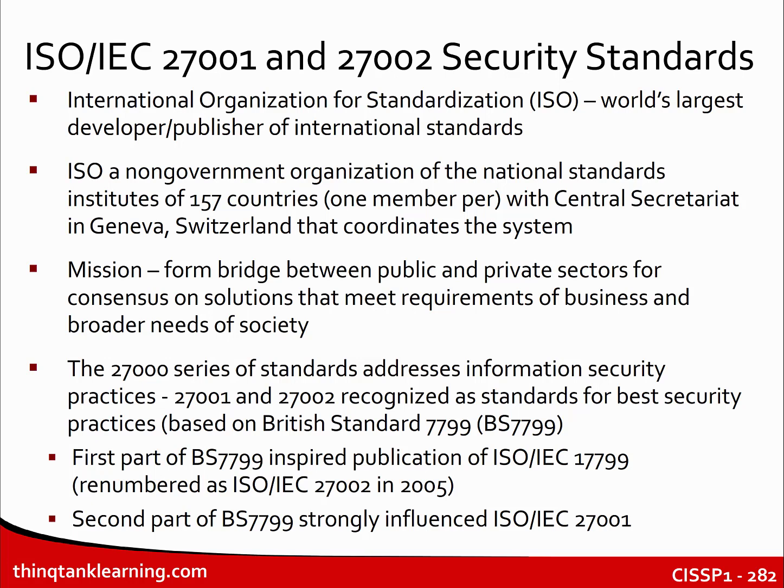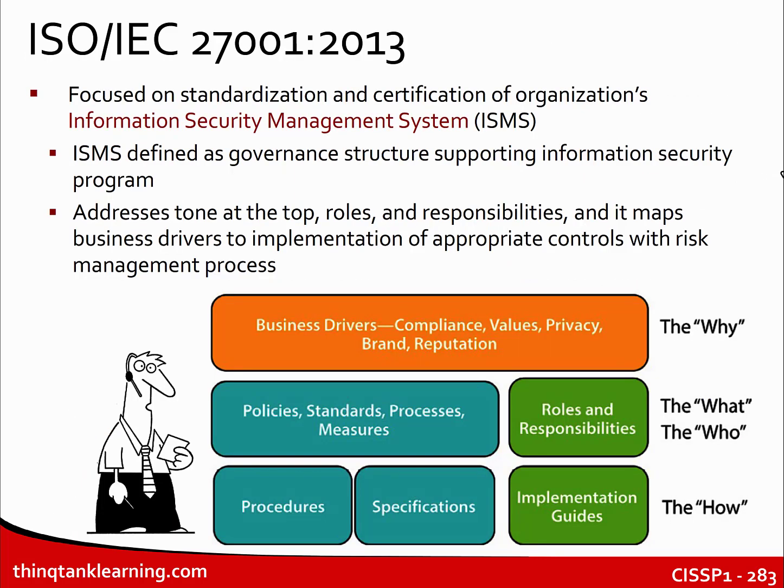I would say it is not necessary for you to understand the specifics of any of these standards, but at least understand the family and how they apply to specific functions or specific components, right? So, for example, 27,000 addresses information security practices and best practice standards. 27001, 2013, Information Security Management Systems. That's its focus. We talked about this in one of our previous lessons, so I'm just going to summarize what's on the slide here.